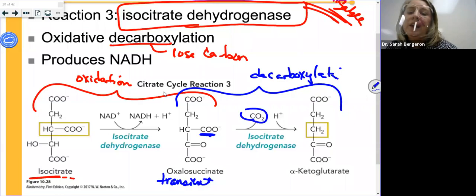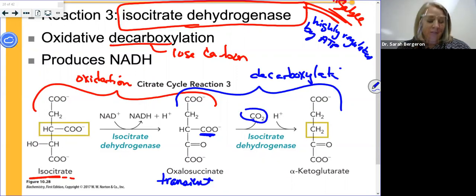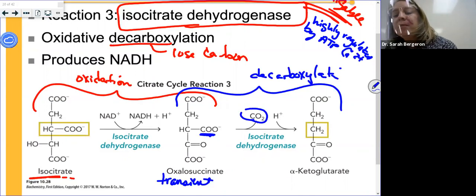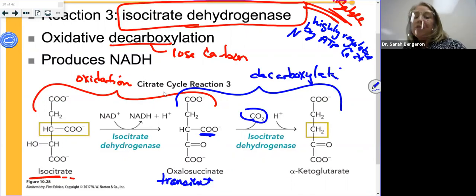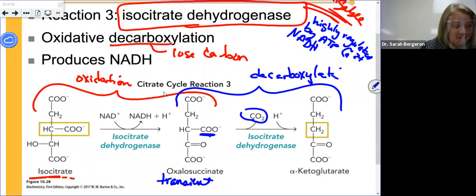So this step is highly regulated by ATP levels, by calcium, by NADH levels, right? If you have a lot of NADH, this reaction isn't going to go. A lot of them are. We're going to look at an overall pathway and look at all the things, but a lot of them are regulated by ATP. A lot of them are regulated by NADH. So yes.